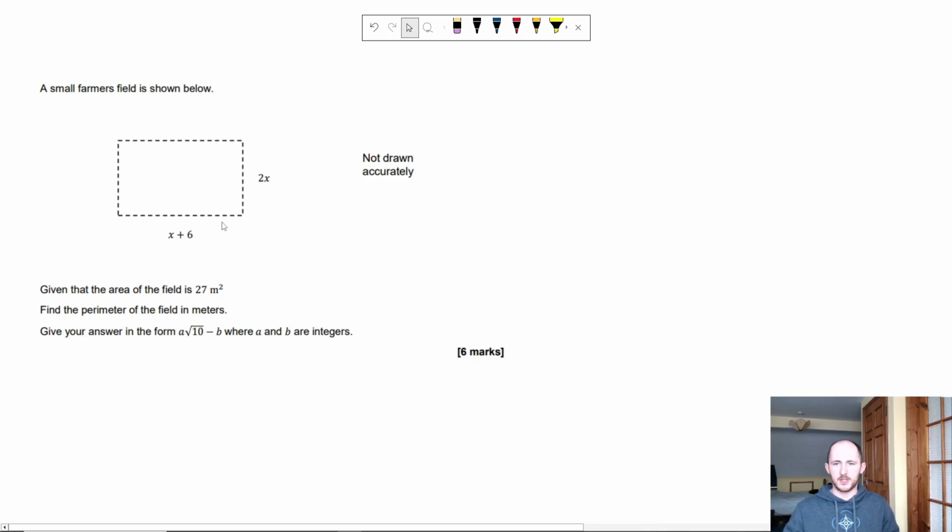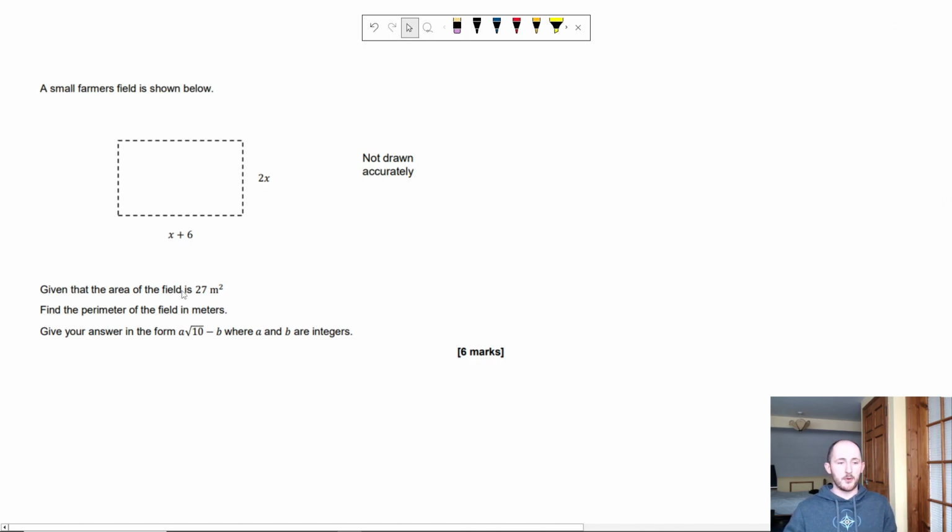A small farmer's field is shown below, so rectangle, and it's classic, right? It has algebra instead of numbers. The area is 27 square meters. Find the perimeter, and you need to give your answer in the form a root 10 minus b. So that is surd form, which means I'm going to be using completing the square, which means I won't be able to factorize.